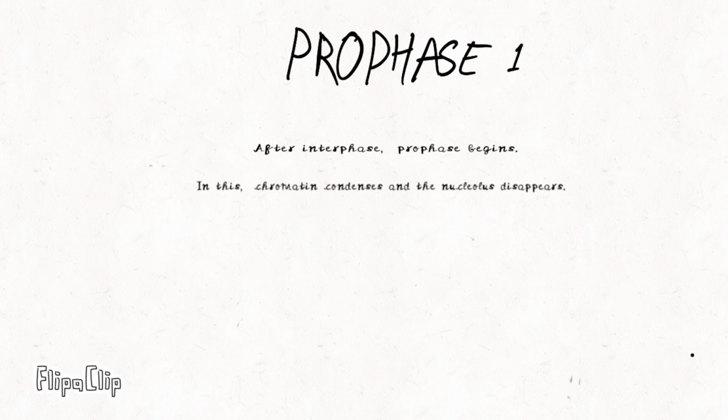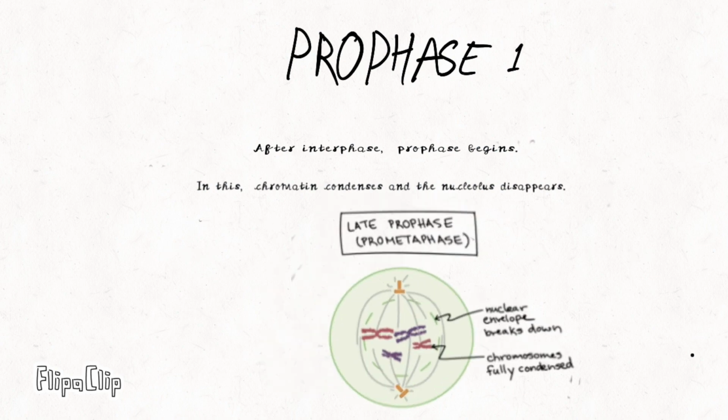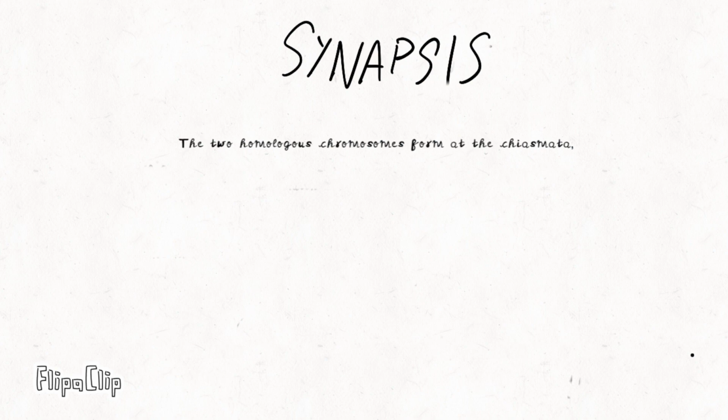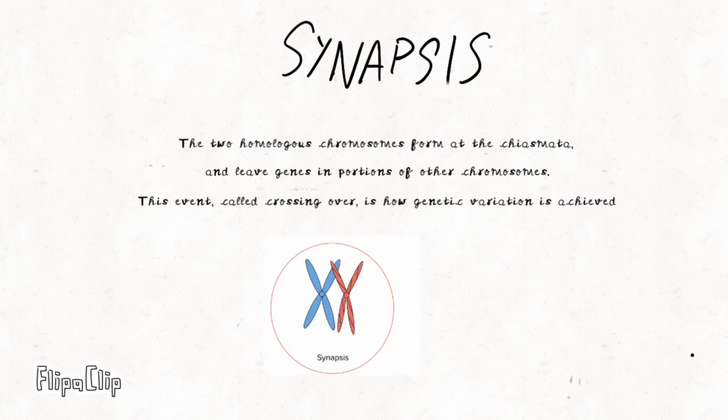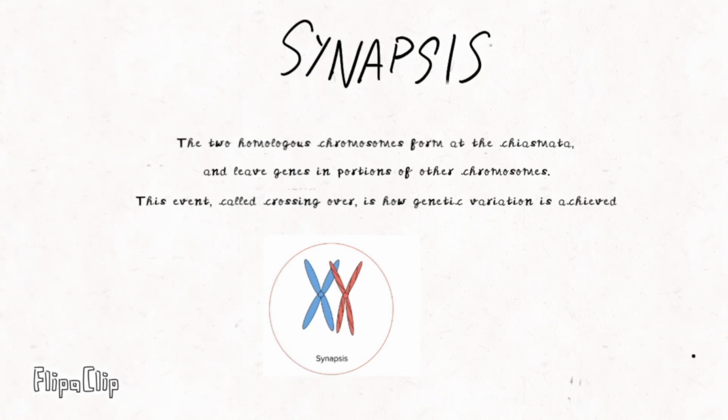After interphase, prophase 1 begins. In this, chromatin condenses and the nucleolus disappears. The homologous chromosomes, or the similar ones, are stuck together as pairs to perform synapsis. The two homolog chromosomes form at the chiasmata and leave genes in portions of the other chromosomes. This event, called crossing over, is how genetic variation can happen.